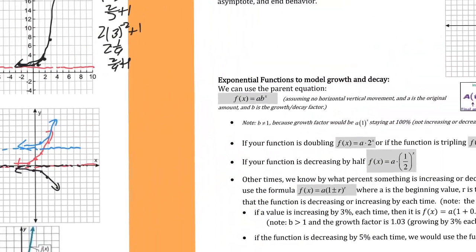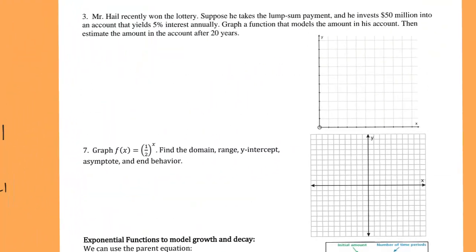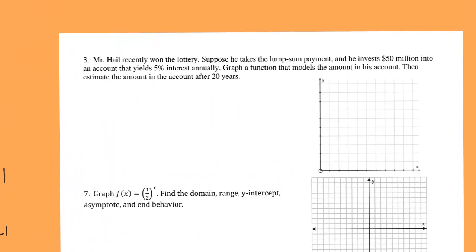How much is it up or down? Okay, the next one we're going to be talking about would be if Mr. Hale wins the lottery, and it yields 5% interest annually. Okay, so let's talk about that. He starts with $50 million. Okay, it's a good start. What we're going to do is we're going to do 50 million.